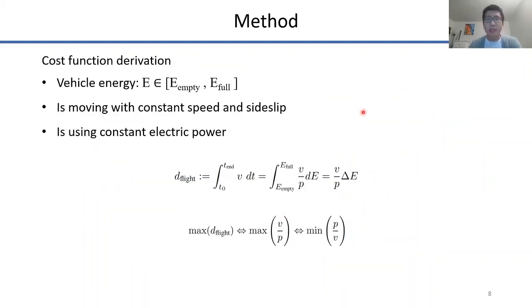In this slide, we derive the cost function to be optimized. We assume that the multicopter is powered by an onboard battery, which has energy E full at the beginning of the flight and energy E empty when the voltage is too low for flight. We further assume the vehicle is moving with constant speed and side slip and is using constant electric power. The total flight distance is thus given by these two equations, and maximizing the flight distance corresponds to minimizing P over V, power over speed.